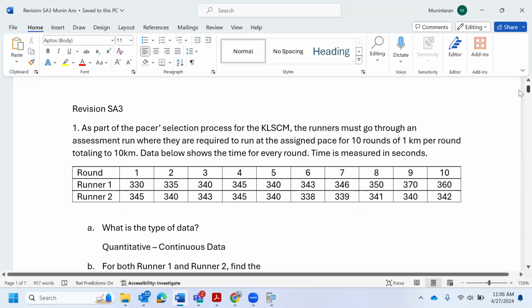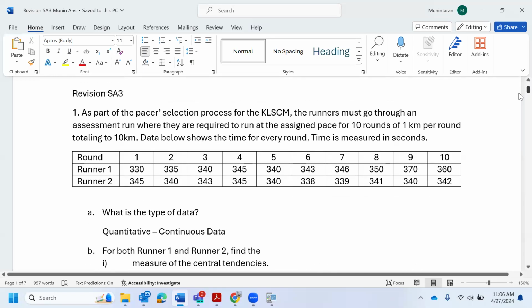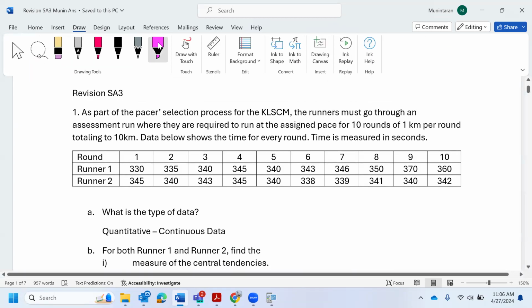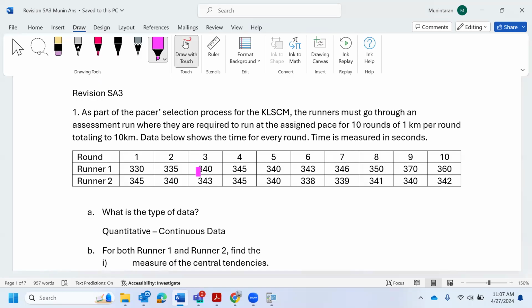Then for both runners, you need to get the measures of central tendency. Central tendency is your mean, median, and mode, all these three things. For the mode, you can just look at the highest frequency. If you look, the mode is 340. You have 1, 2. Do we have any other repeating numbers? We don't have any other repeating numbers. For runner 2, also 340. Okay, the mode is done there.